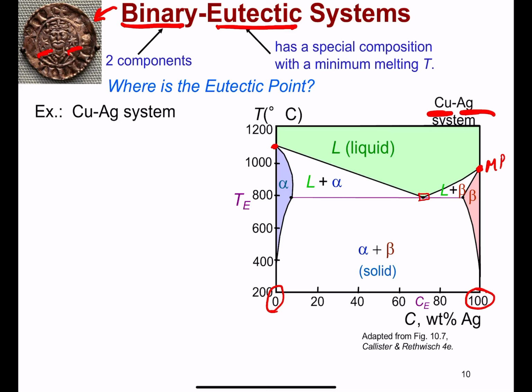Okay, so hopefully you can see that the melt point here is at approximately 800 and maybe about 70% silver.